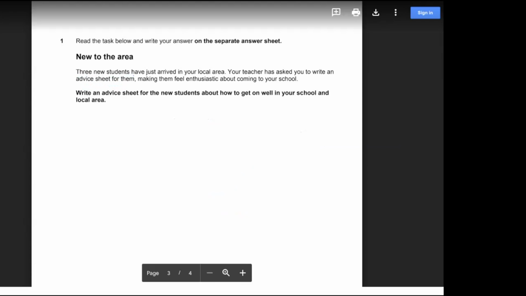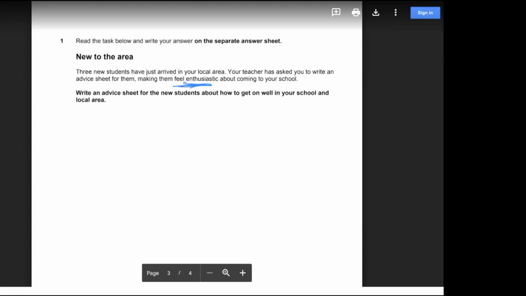Because that's the actual text type. And then the other things that are a bit more subtle would be things like make them feel enthusiastic. So you need to basically try and persuade them, excite them, make them feel more enthusiastic about joining your school. And it also says write an advice sheet for new students about how to get on well in your school and local area, right? The school and the local area as well.